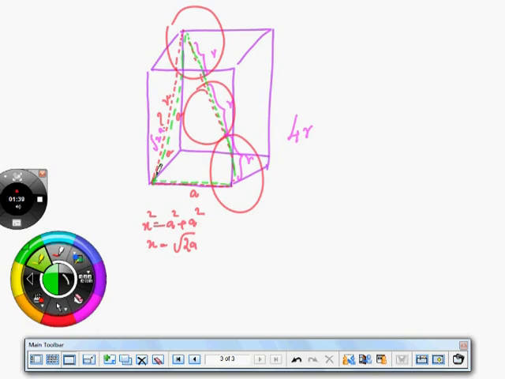Use Pythagoras theorem and find out the relationship. Which is the hypotenuse? 4r. So can we say 4r whole square is equal to a square plus root 2a whole square. This is 16r square is equal to a square plus 2a square. This is equal to 3a square.